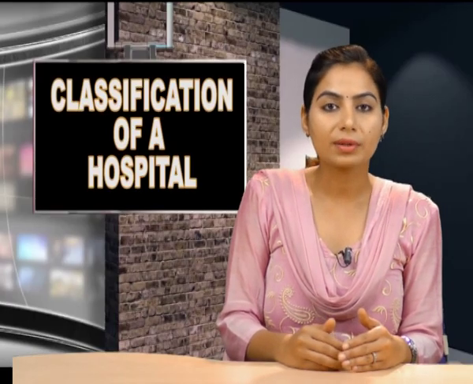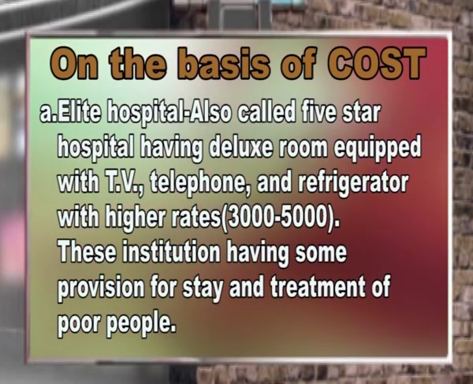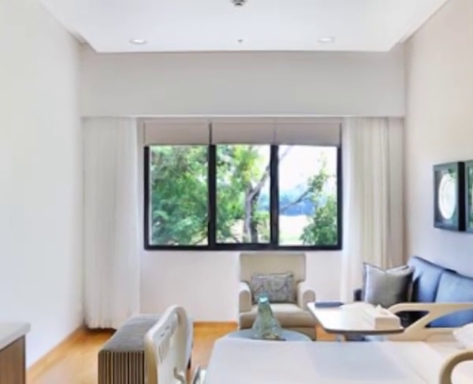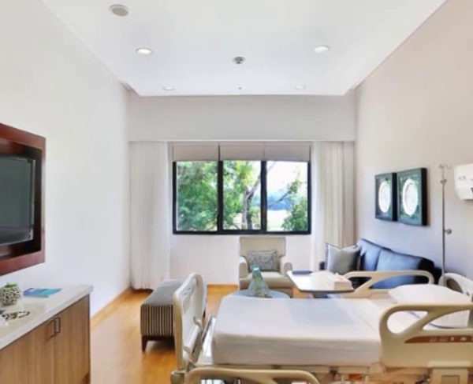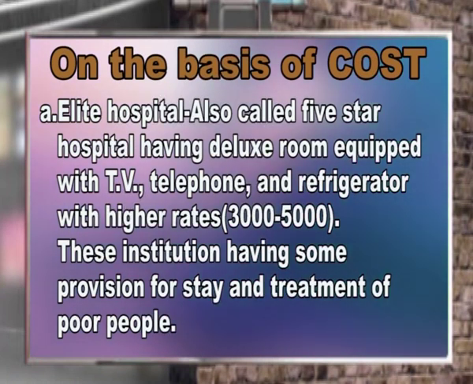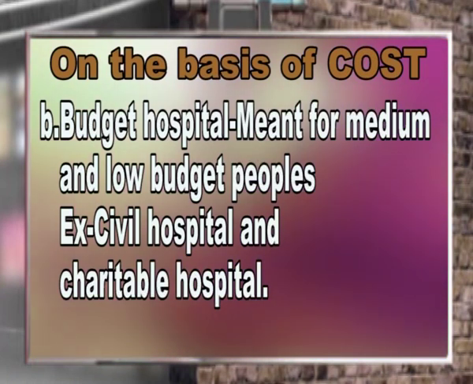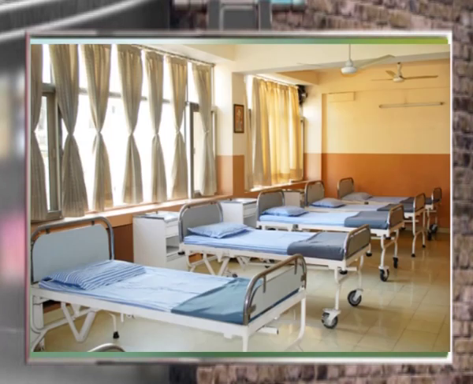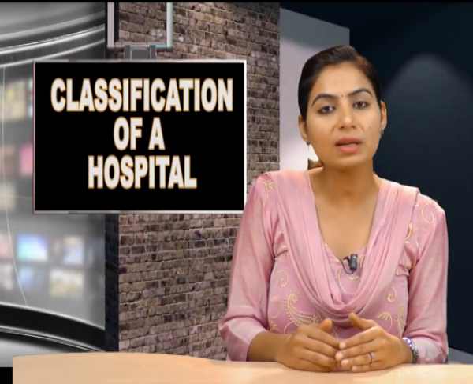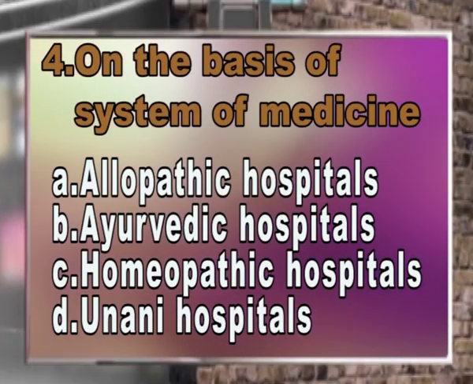Now on the basis of cost, number 1, elite hospital. They are also called 5-star hospitals having deluxe rooms equipped with TV, telephone, refrigerator, with higher rates. These institutions have some provision for stay and treatment of poor people. Number 2, budget hospitals, which are meant for medium and low budget people, for example civil hospitals and charitable hospitals. Number 4, on the basis of system of medicine, there are allopathic hospitals, Ayurvedic hospitals, homeopathic hospitals, Unani hospitals.